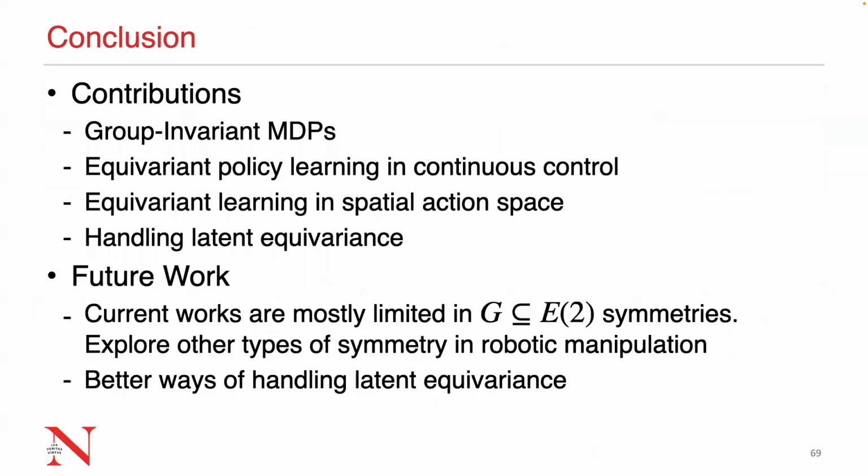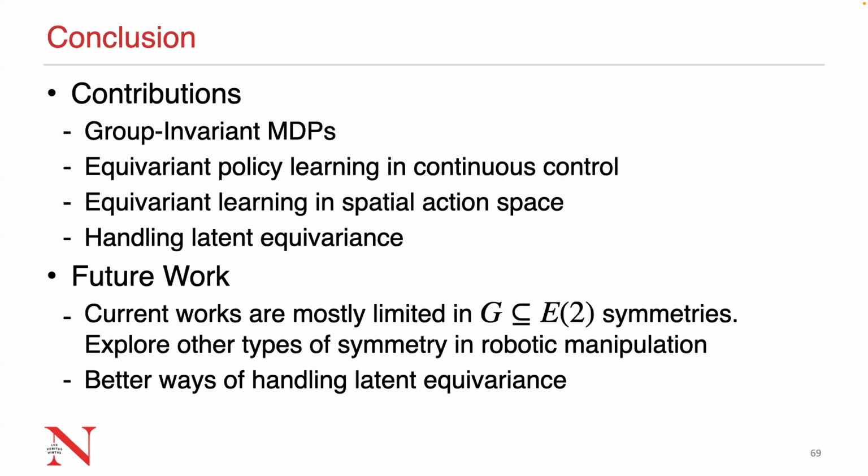Okay, so to sum up, recently in the lab, by collaborating with Robin, we did a lot of work using equivariant models in robotics. We defined group-equivariant MDPs, and we had different applications of group-equivariant MDPs in both continuous control and spatial action spaces. We also explored a little bit how to handle latent equivariance, which is a very common scenario in robotics.